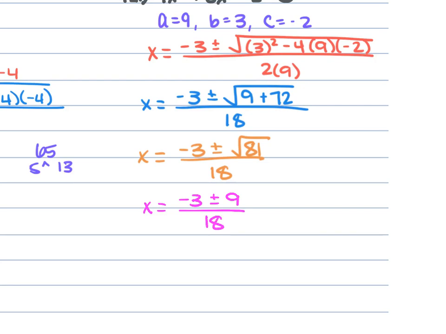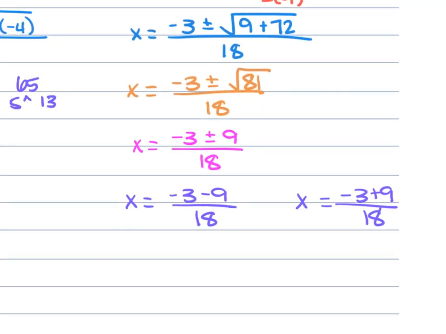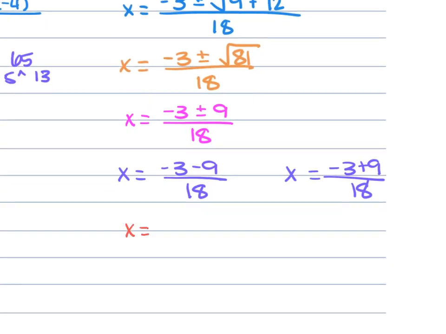We separate this into two equations. x is equal to negative 3 minus 9 over 18, and x is equal to negative 3 plus 9 over 18. So we simplify to get x is equal to negative 12 over 18, and x is equal to 6 over 18. When we simplify these even further, we're going to get x is equal to negative 4 over 6, which is also negative 2 over 3, and x is equal to 1/3.